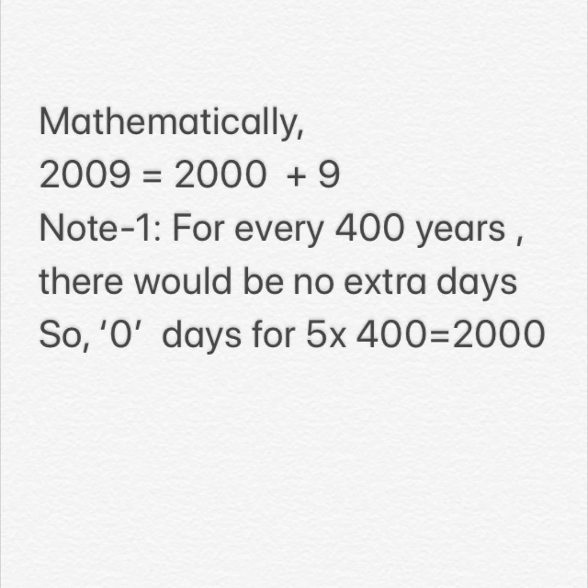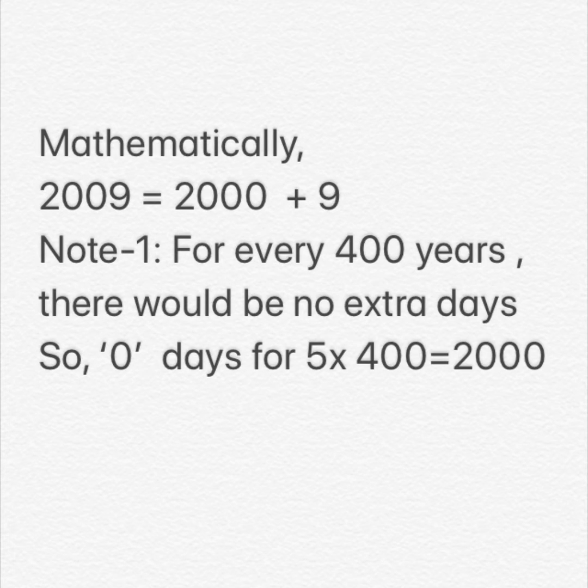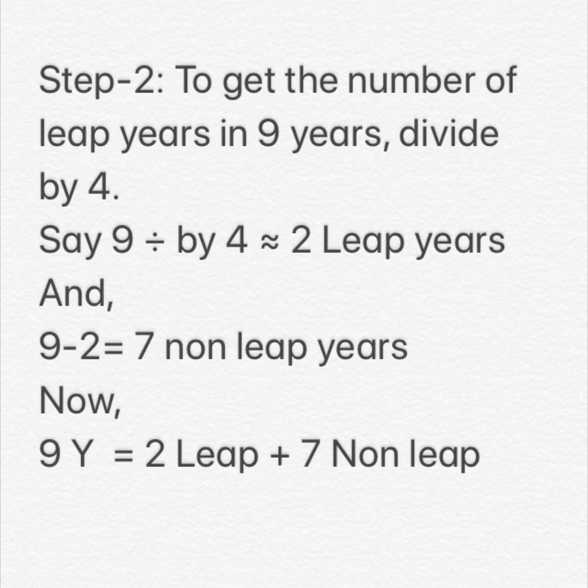It is worth noting that for every 400 years, we add no extra days, meaning 0 days. For 5 times 400, which is 2000 years, we have 0. Now we have settled those 2000 years. Let's proceed to think about the 9 years that are still left. In the next step, we identify the number of leap years present in the 9 years. So we divide by 4 to know the number of leap years in those 9 years.